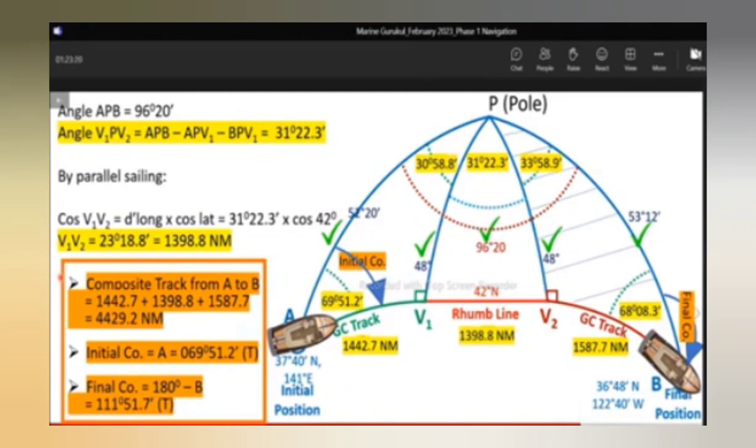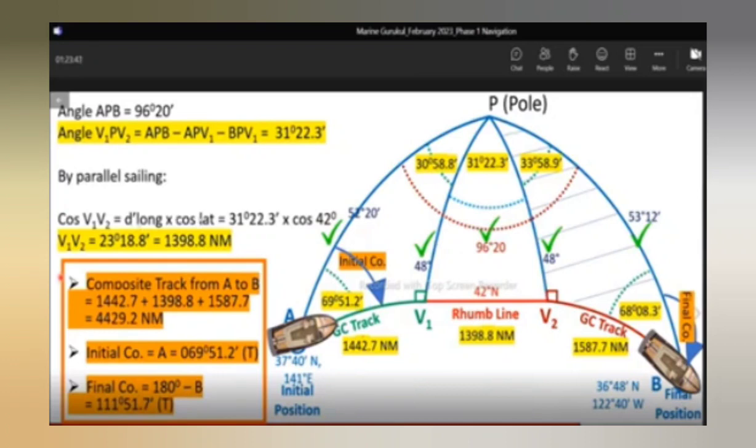Excuse me, sir. Sir, departure is equal, I think, to... Go ahead, beta. Departure is equal to... So departure is D long into cos lat. No, sir, I cannot understand why this cos V1V2. This is directly departure, no? Oh, that's right, beta. This cos is a mistyping here. V1V2 is equal to D long into cos of lat. Okay, okay, sir. Thank you.